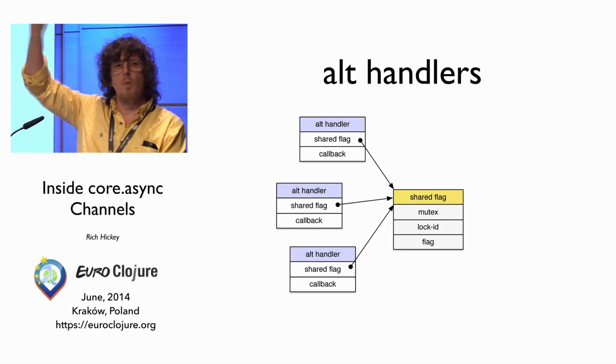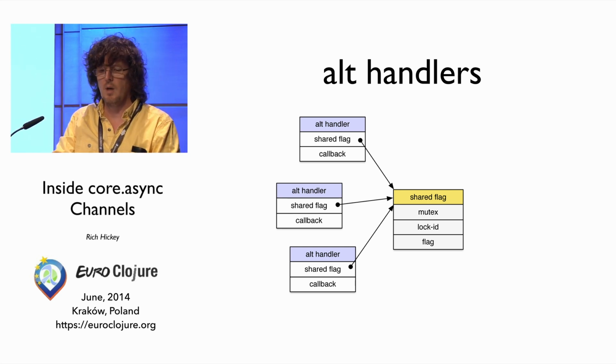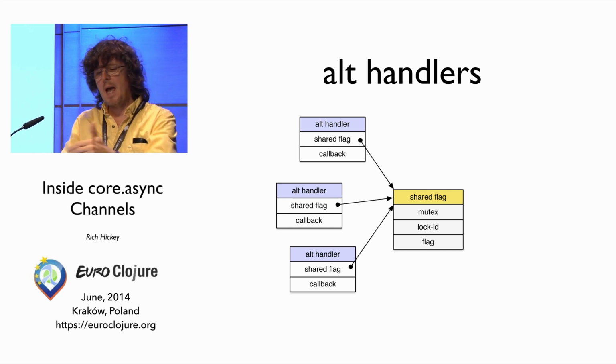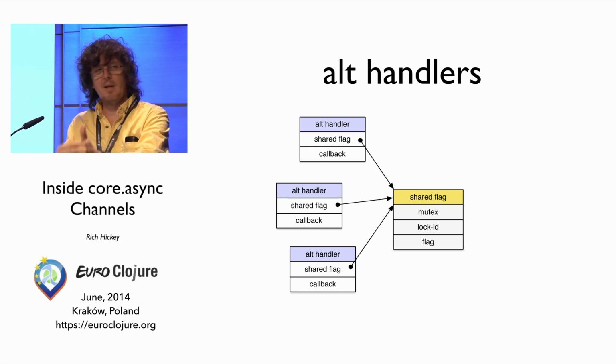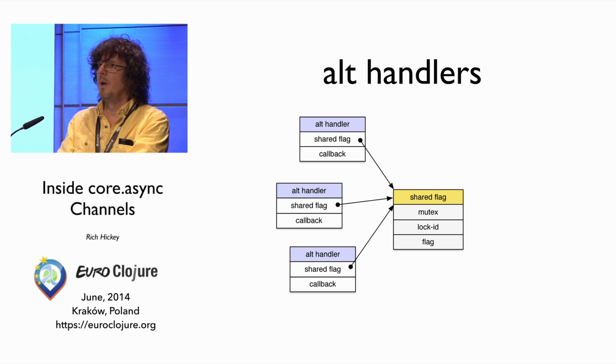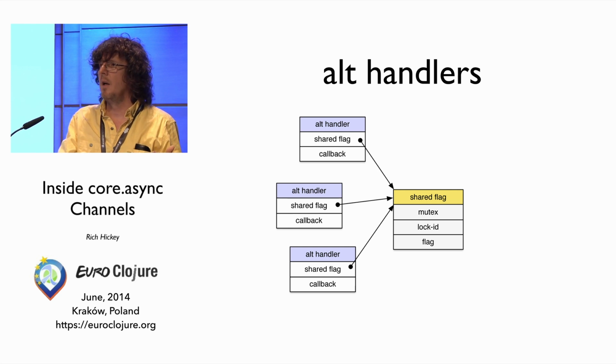So just to show you that, here's the handlers, right? There'll be one of these for each thing in the alt, you know, put, take. Three purple alt handlers, each of which holds their own callback, and each of which points to a shared implementation of the rest of the handler, which has a single mutex, a single lock ID, and a single flag. So if you handed out the first one, and before you even got to registering the second one, the first one completed, the second one has no danger of running, right? Because the thing it's pointing to has already been toggled to inactive. And that's how we become tolerant of the registration not being atomic.